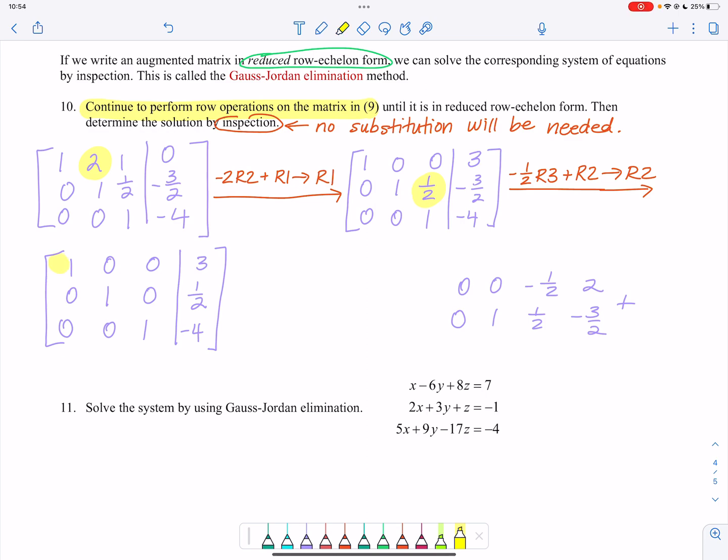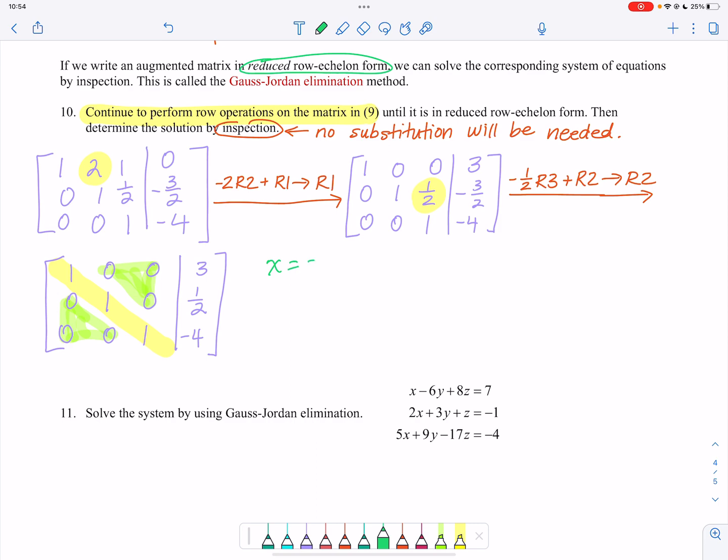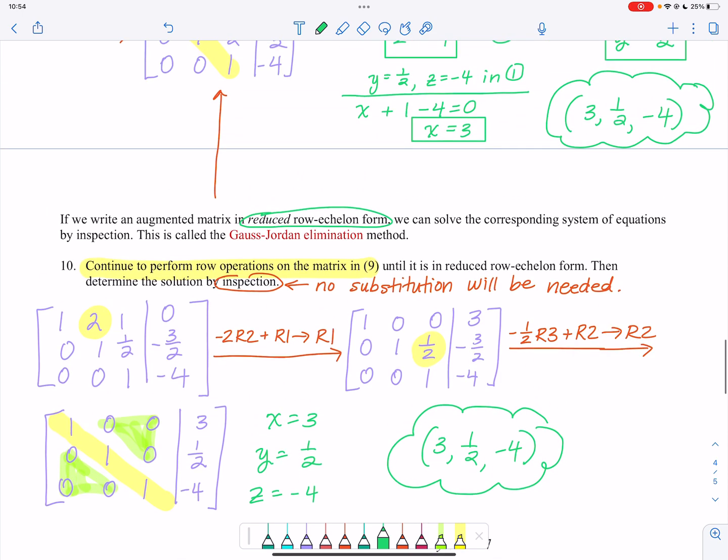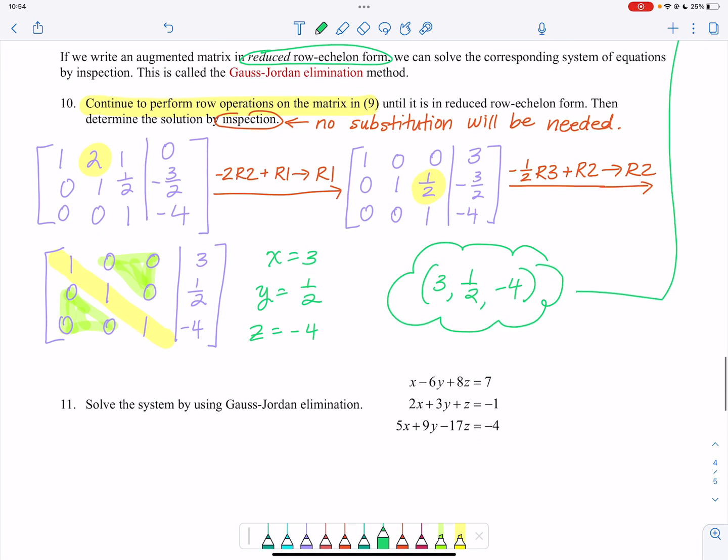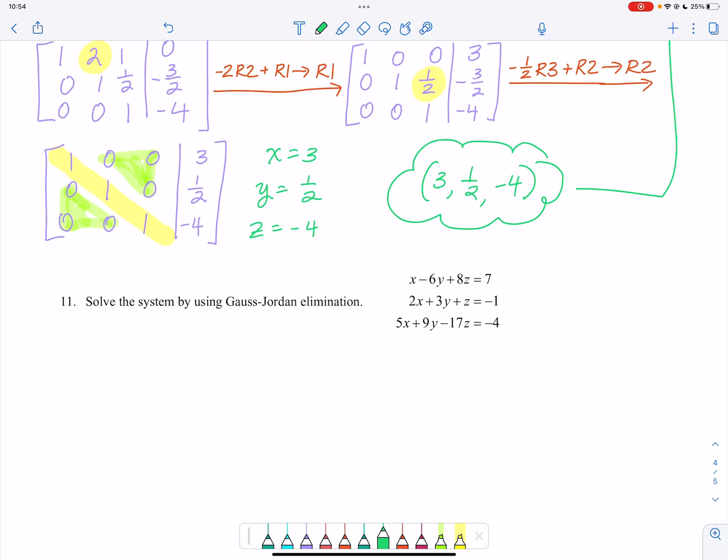And now, as you can see, we have ones on the diagonals. We have our zeros in all of the other entries. And now, without any work, we can write our solutions. X equals 3, y equal to 1/2, and z equal to negative 4. And as you can see, that's exactly what we had here, but we used substitution. Okay, let's try one more before we solve an applications problem. So I'm just going to go ahead and jump right in to writing my augmented matrix.